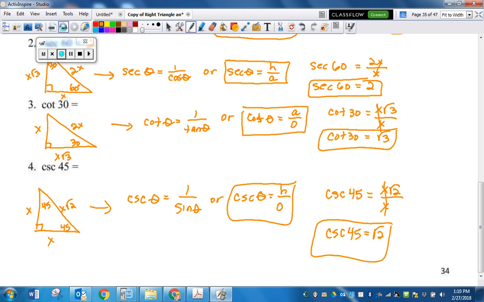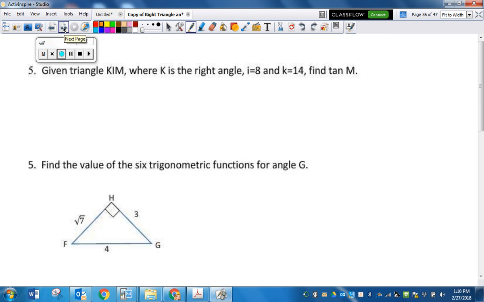All right. Okay, again, you always want to draw pictures. So, given triangle IKM, where K is a right angle. Okay, so you've got a right triangle, got to read and draw. K is my right angle, doesn't matter where I and M go.